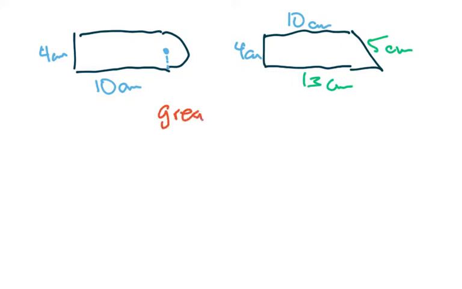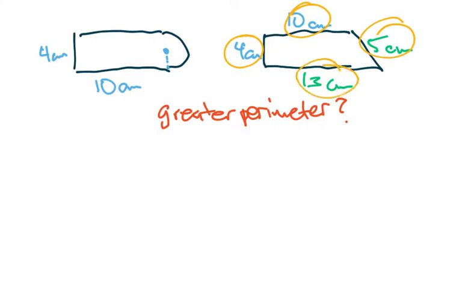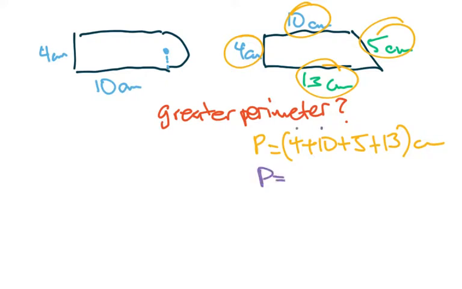And what if they just wanted to know, hey, what's the greater perimeter? Now, we can't just guess. Obviously, you have to show me some math to prove it. But for the shape on the right, I definitely have my 4 centimeters and my 10 and my 5 and my 13. So I can figure out the perimeter of that right now. P equals, let's open up those parentheses, 4 plus 10 plus 5 plus 13. And then we know, okay, so that's 14, 19, 20, 32 centimeters. So done with that one.